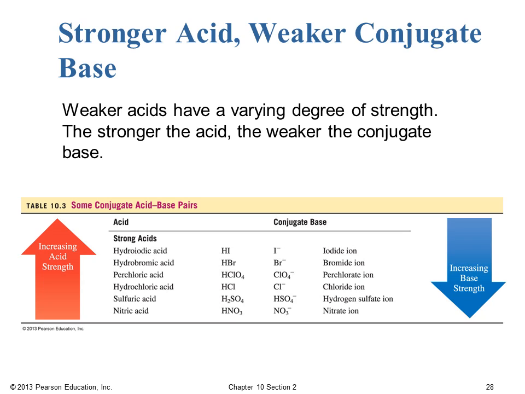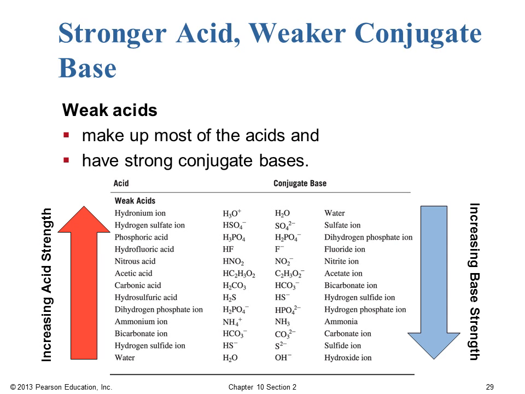And so just remember that there's an inverse relationship. So the stronger the acid, the weaker the conjugate base. And it's just the opposite. So we have many different weak acids, and so the weaker the acid is, the stronger the conjugate base is. And so you can see that relationship here. So again, it's an inverse relationship.